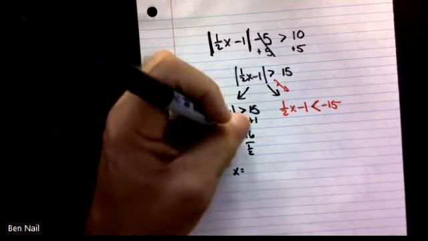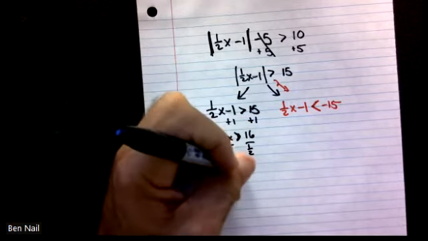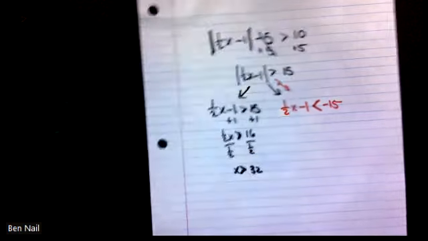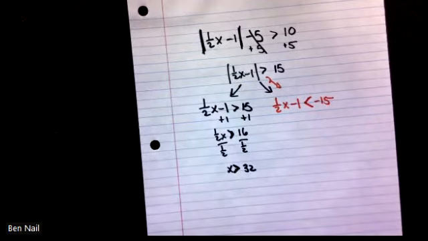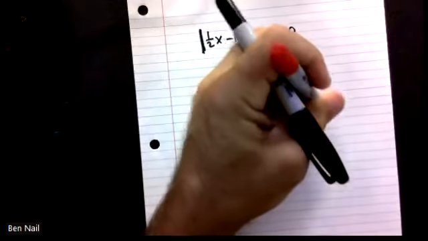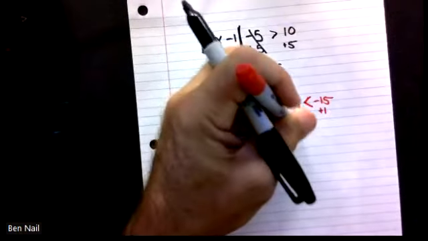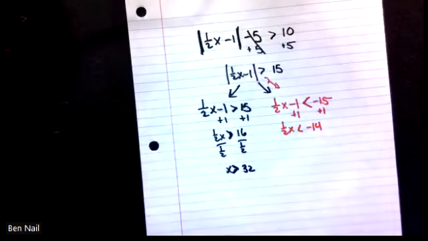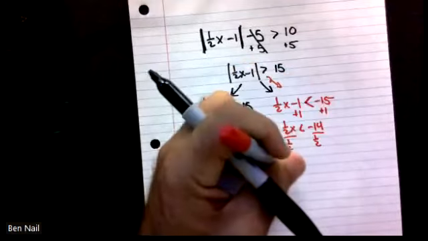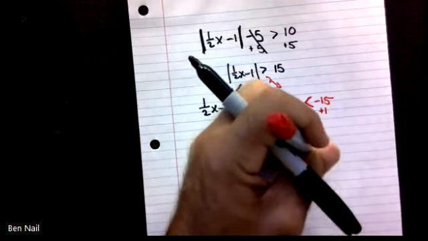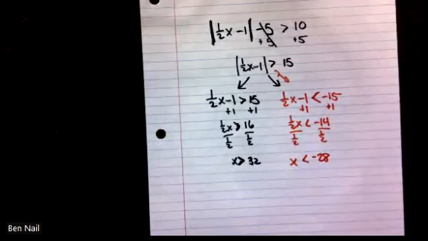Oops, I changed it to equal to. Sorry, that should be greater than. So that says x is greater than 32. Solve, add 1, 1/2 x is less than negative 14. Divide, x is less than negative 28.